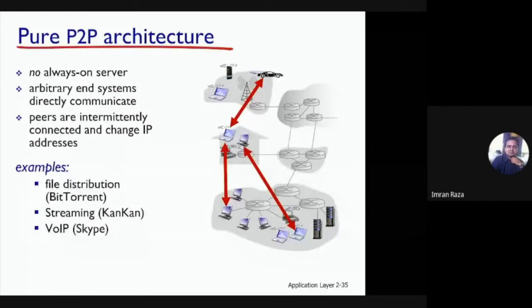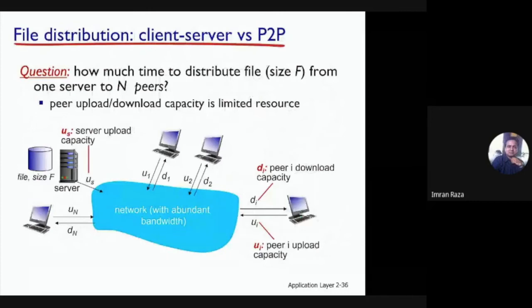So before we talk about a specific peer-to-peer application, that is BitTorrent, let's quickly try to compare the peer-to-peer application and client-server applications, right? The question that we want to answer in order to compare these two types of application is how much time it requires to distribute a file having a size F from one server to n peers, both in client-server architecture and then peer-to-peer type of applications.